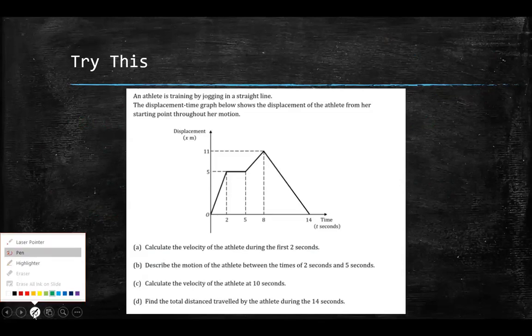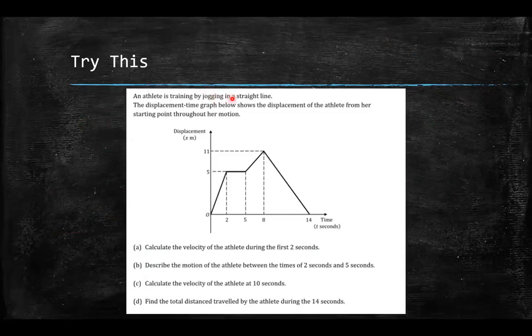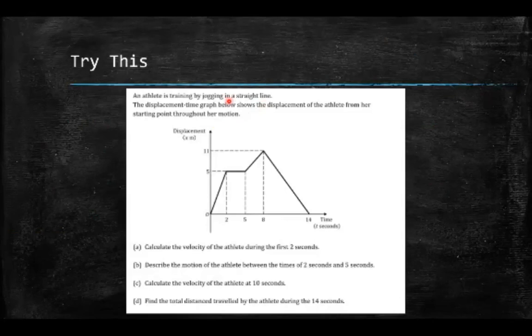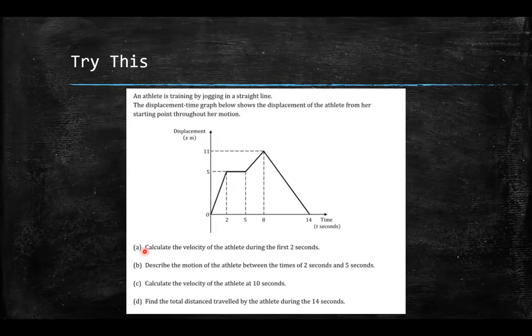an athlete is training by jogging in a straight line. The displacement time graph below shows the displacement of the athlete from a starting point through a motion. Displacement is on the y, time is on the x. Calculate the velocity of the athlete during the first 2 seconds. I know time is on my x-axis, so the first 2 seconds, I see 2 seconds here.